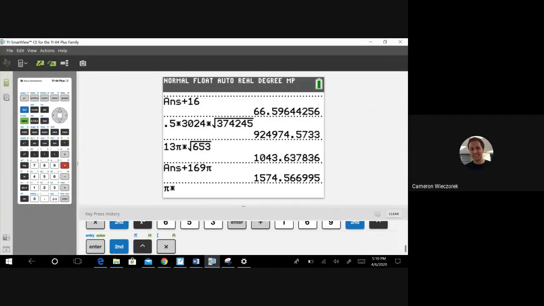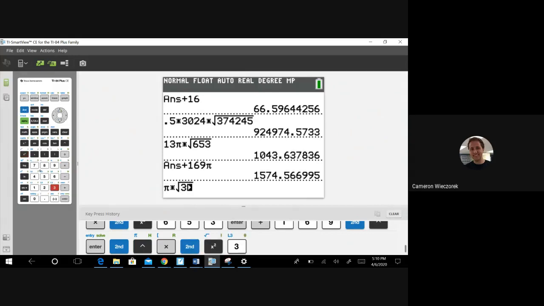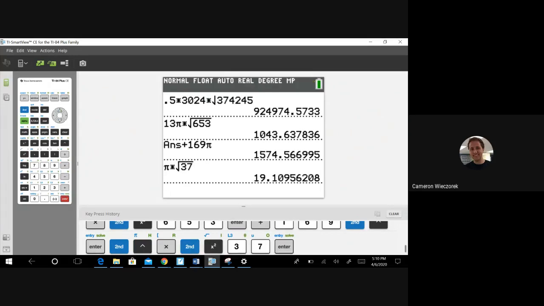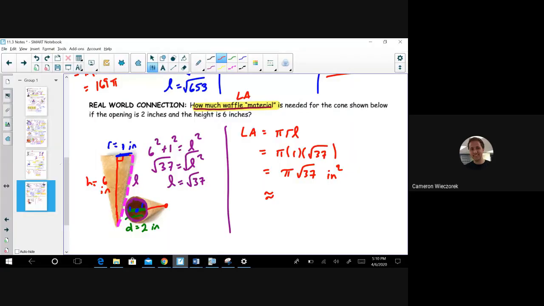Pi times the square root of 37 is 19.1. So we're just going to round it to the nearest tenths place. 19.1 inches squared. That's how much material you would need to make that waffle cone. And then you go eat your ice cream.